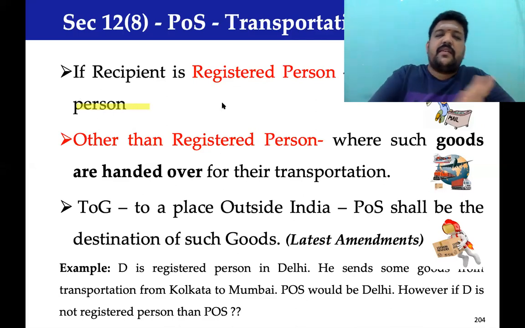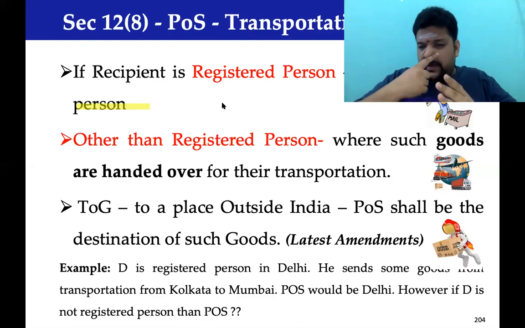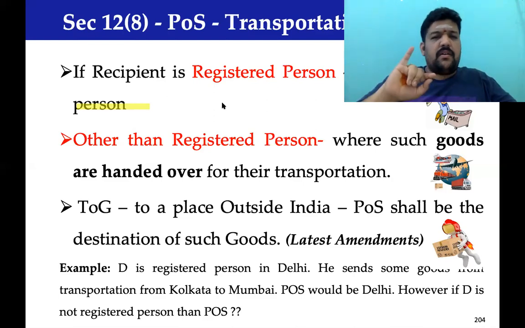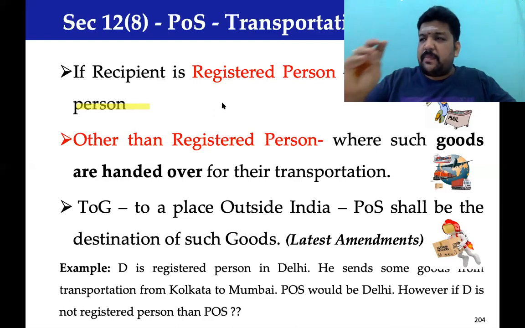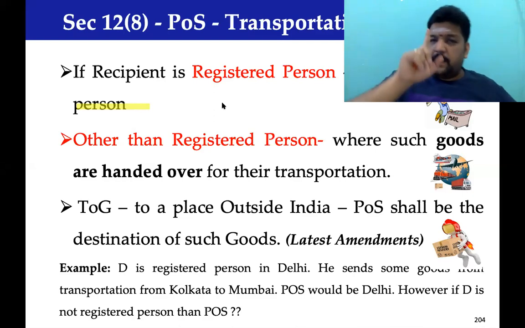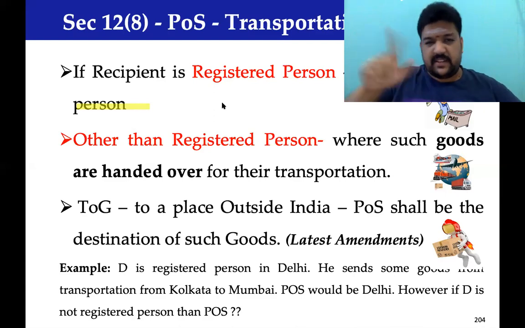Sir, this we read somewhere. See, come on: training and performance appraisal, organizing of event, transportation of goods, transportation of service, banking, telecom, insurance. For these 7 services, if the recipient is registered, that place will become the place of supply.